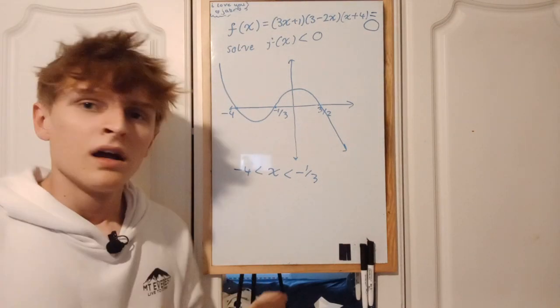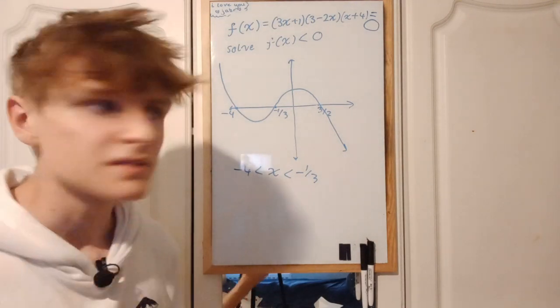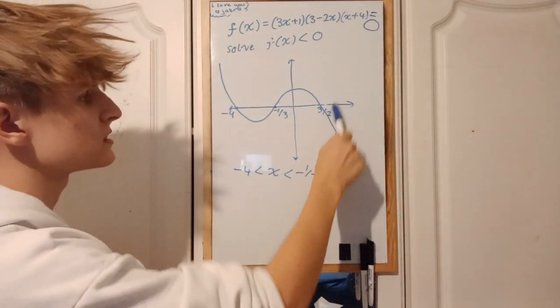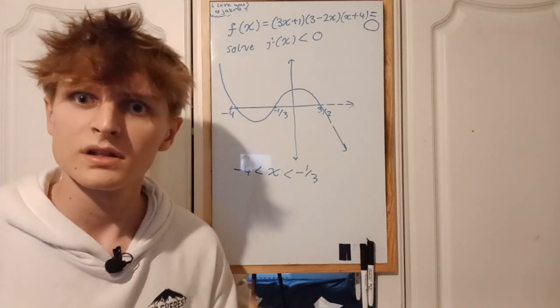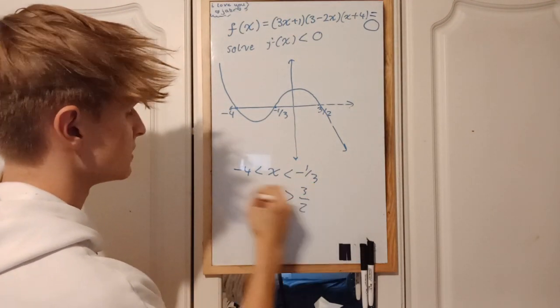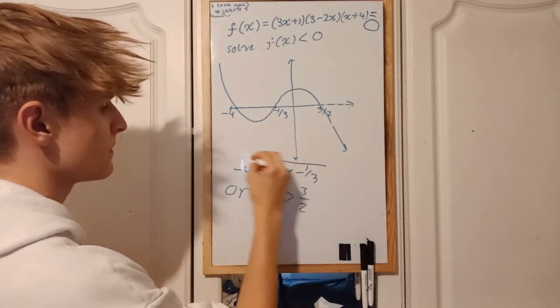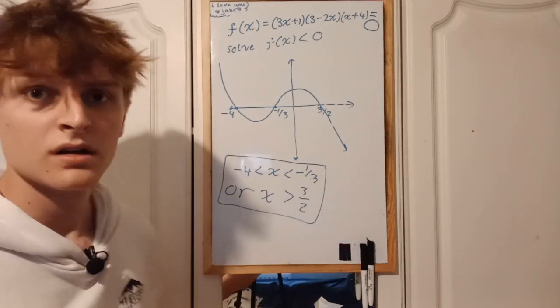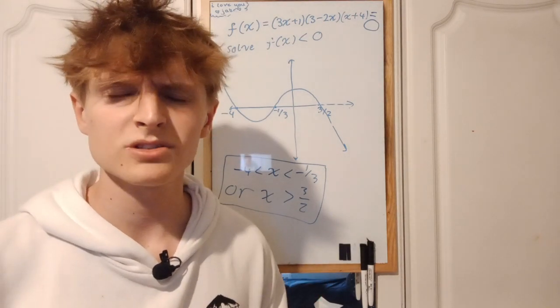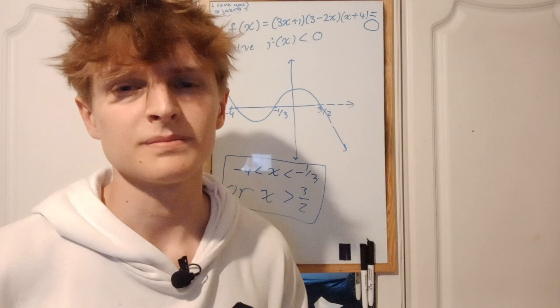Right. But are there any other places? Yes. Look, if x is greater than 3/2, we're also getting negative number outputs. So we need to include that as well. And I'm going to put a little or. And boom, there we go. We've solved our cubic inequality. How easy was that? Right, now let's just do a slightly harder one.